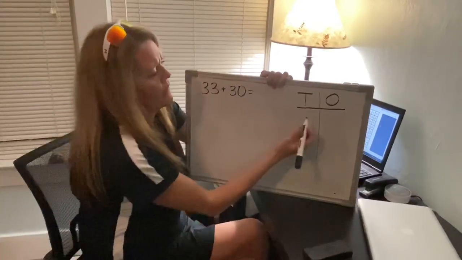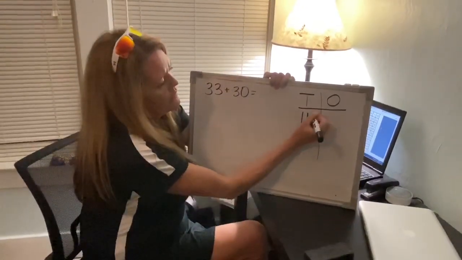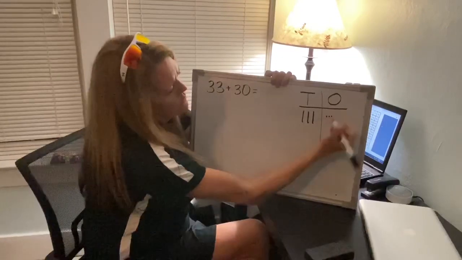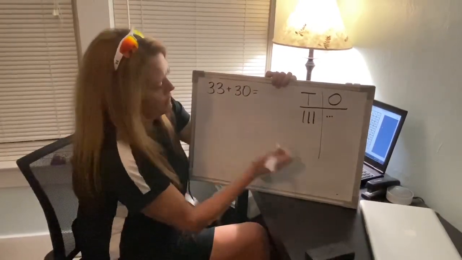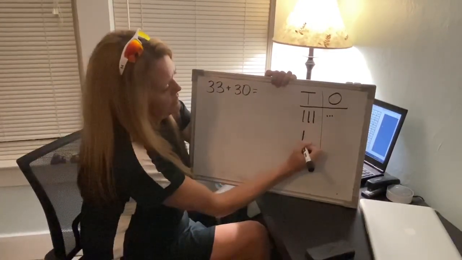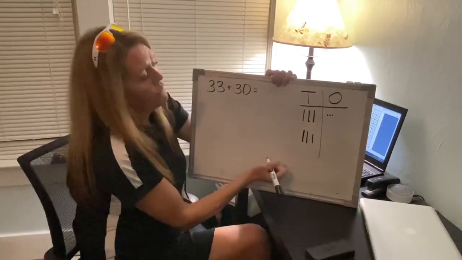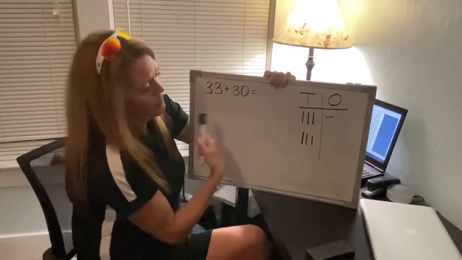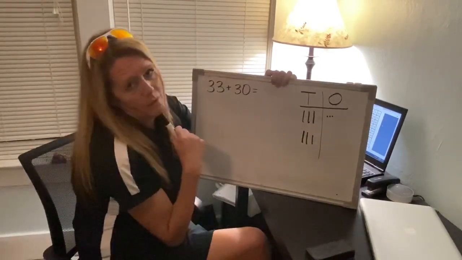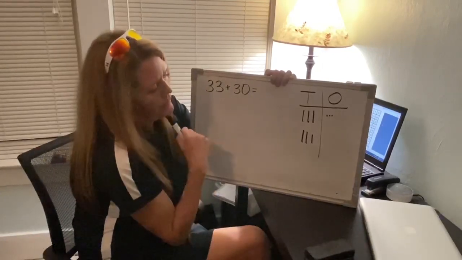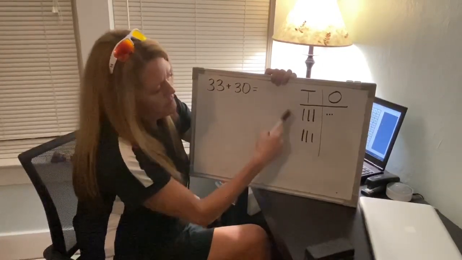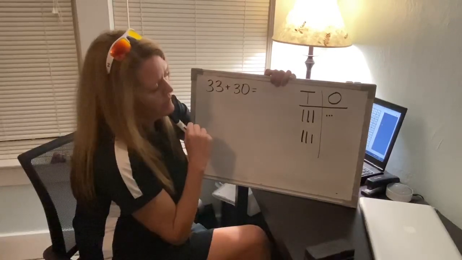I'm going to go ahead and build my 33, 10, 20, 30, 31, 32, 33. And I'll build my 30, 10, 20, 30. Now hopefully you recognize that this is a doubles fact. And I just know that 3 plus 3 is 6. So that part's pretty easy for me. So when I'm looking at the tens place, I'll know really quickly that that's a 6.